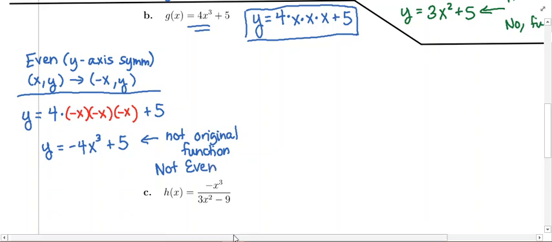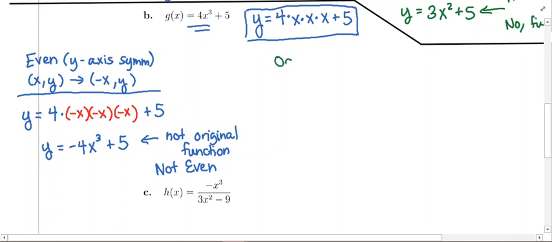Remember, if you're testing for even, that has no bearing on odd. You have to test each separately. So we need to move on now and see if this function is odd. Let's move over. I'll put it in a different color.